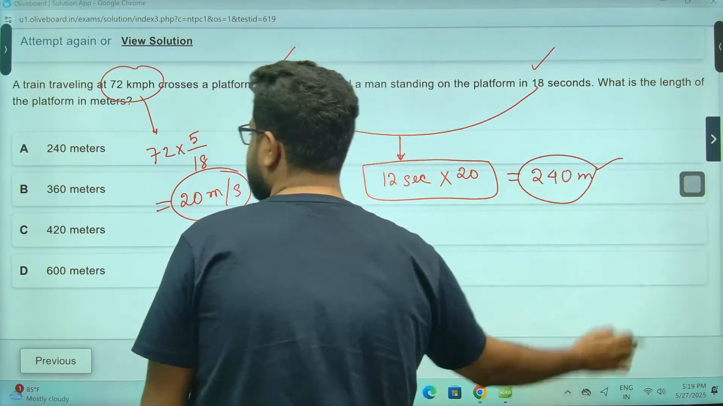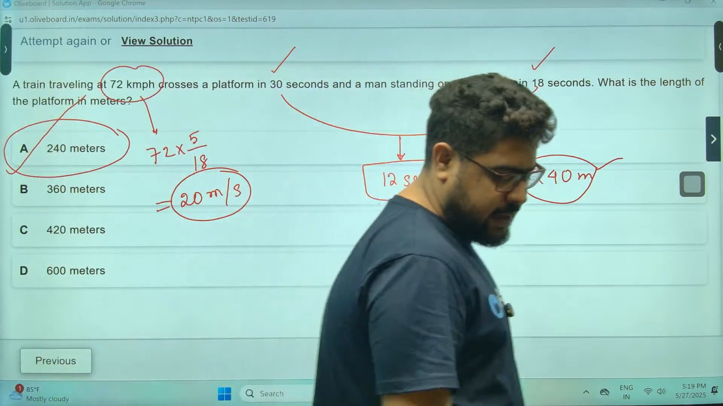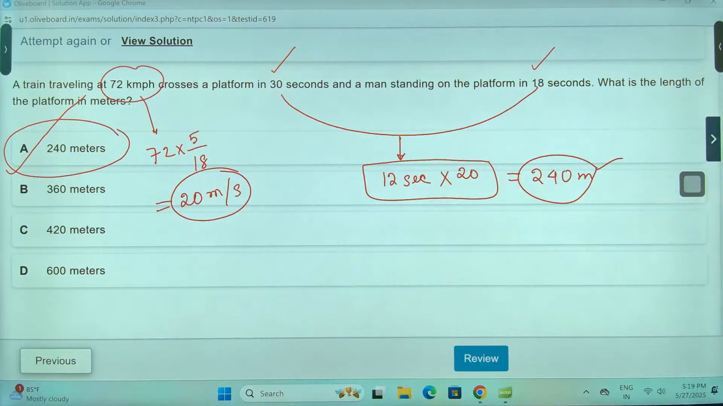It was a one-line question, sir, if you know how to solve, if you know how to think, how to approach. Clear, everybody? Everybody clear, sir? This is absolutely clear.